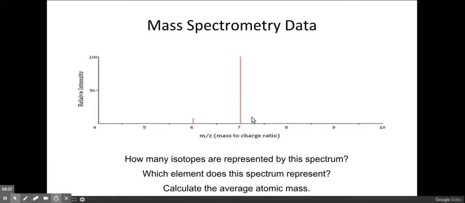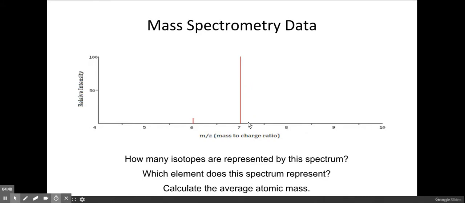This peak at 6 and the peak at 7, this one's just relatively much smaller than the one at 7. So there are a few things that we can tell about this particular atom or group of atoms, a sample of atoms from this mass spec data. So first it says how many isotopes are represented in the spectrum. Well, that's really easy. In this case, for this type of an atom, it's only 2.